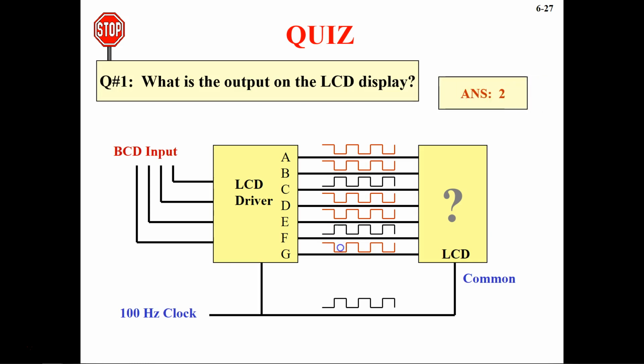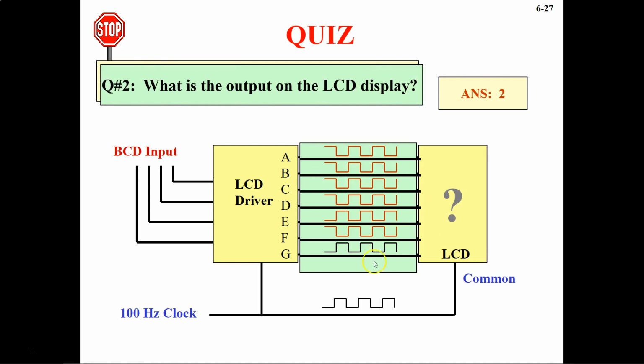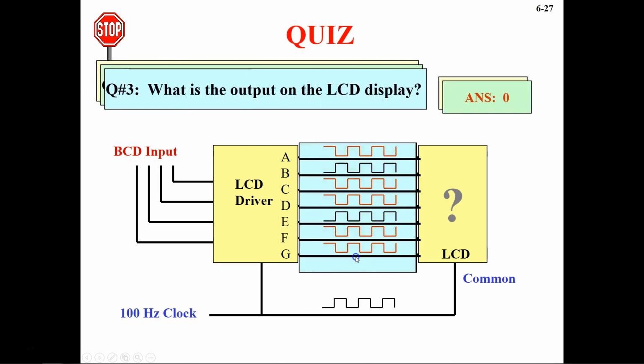So the answer is 2. Now in this case, when your input is this, you see from A through F all are turned on, and G is off. But there is a little mistake over here at the E. This should be the same as that one, and if that's the case, then all of these will be turned on except G, and then we will have 0. So the answer is 0. And in this case the answer is 5. A, C, D, F, and G are on, so that makes up your 5.